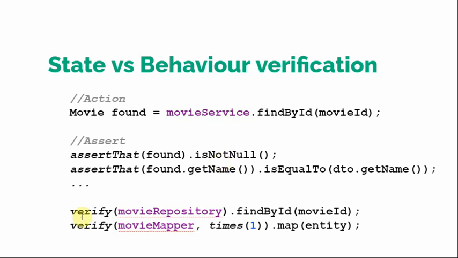Whereas the behavior verification is verifying if findById was called on the movie repository with ID 1, or whatever the value was in this variable. We also verify another behavior: if the mapper was called one time with the map method, which contains a certain entity object. So that's how we test our code.